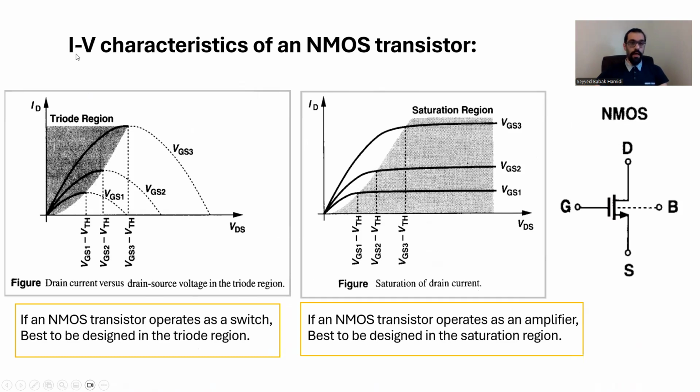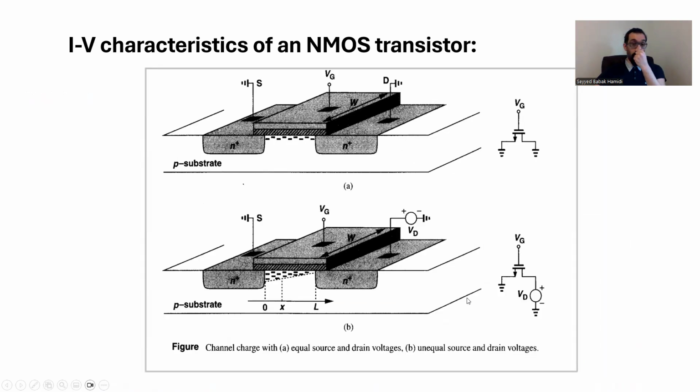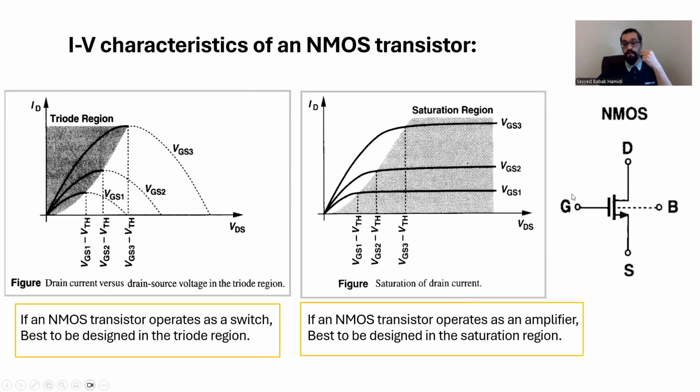Again, we continue to the IV characteristic of the NMOS transistor. So we said if VGS is less than the threshold voltage, there would be no electron mobility, and your transistor is cut off. But when the transistor is on, VGS is higher than the threshold voltage, and you have two modes for your transistor to operate.